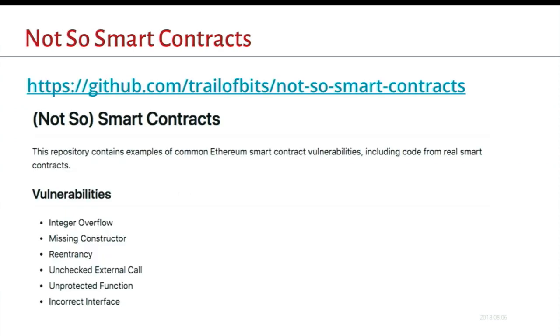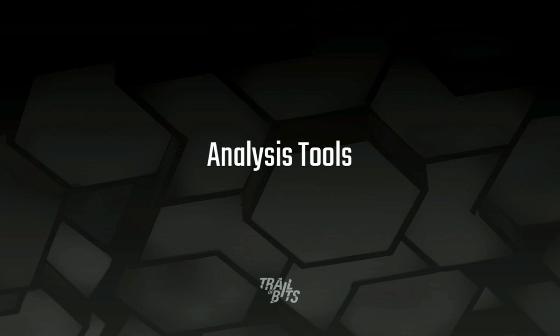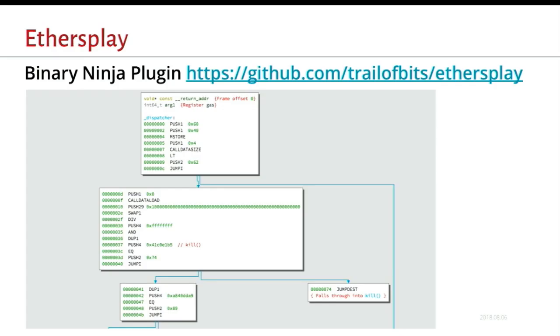For more examples, we have a repository in GitHub called Not So Smart Contracts. They have concise examples and triggers for many kinds of vulnerabilities. So now, giving you a little taste of what can go wrong in a contract, I'd like to show you some tools that can help discover issues and understand them better.